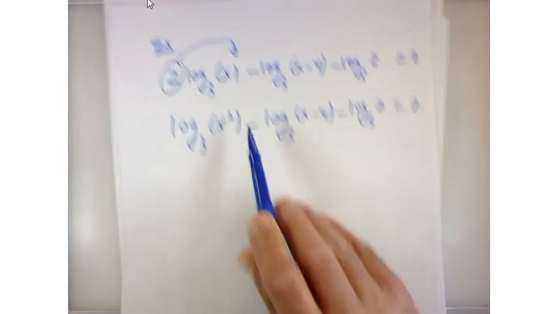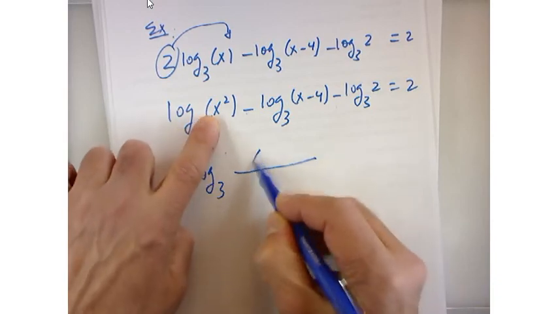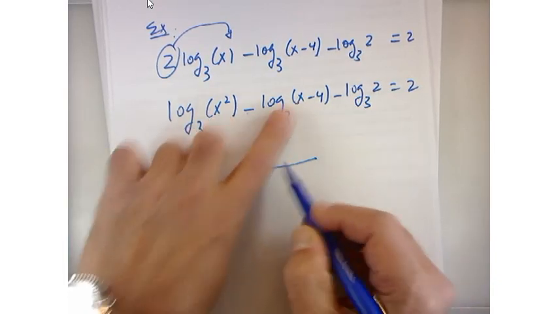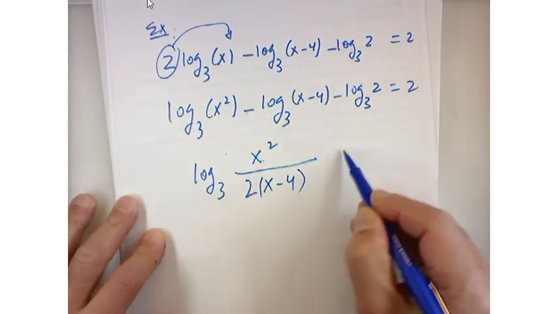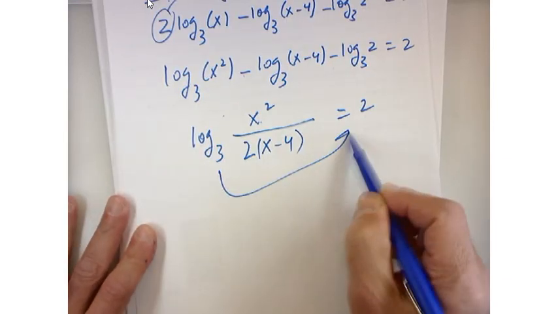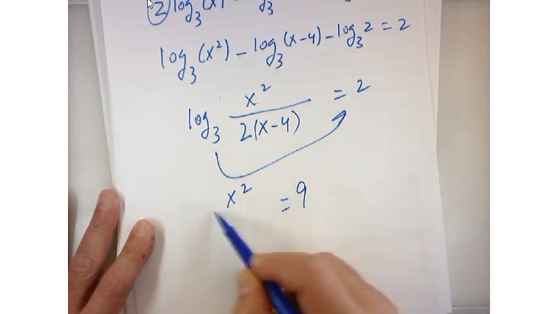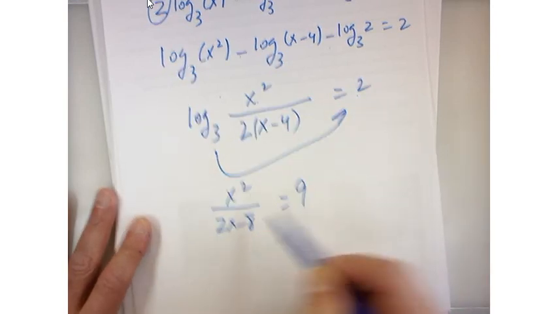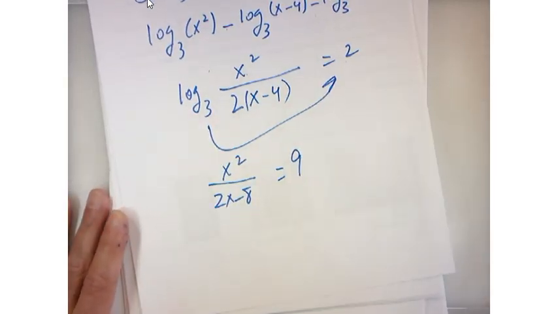Now since we have minus minus, to put it as a single log, x squared has a plus, we put it on top. This has a minus on the bottom. The 2 has a minus on the bottom. Okay, and then we change it into exponential. 3 squared is 9 equals x squared over 2x minus 8. And then drop the log because now we have exponential form.